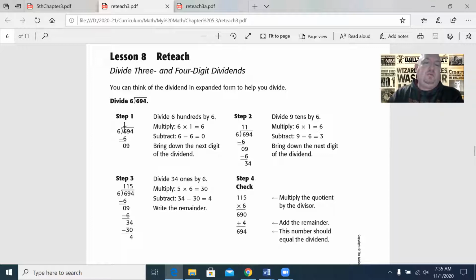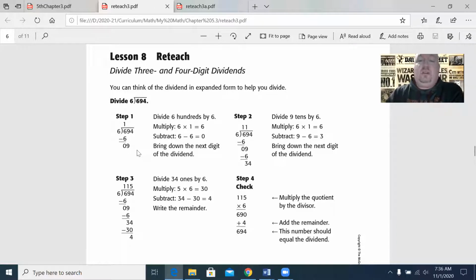Then we multiply. 1 times 6 is 6. We subtract. 6 minus 6 is 0. 0 is less than 6, so we bring down the 9. At that point, we're going to move on to the tens place because that's where this 9 is, in the tens. So we now have 9 groups of 10.